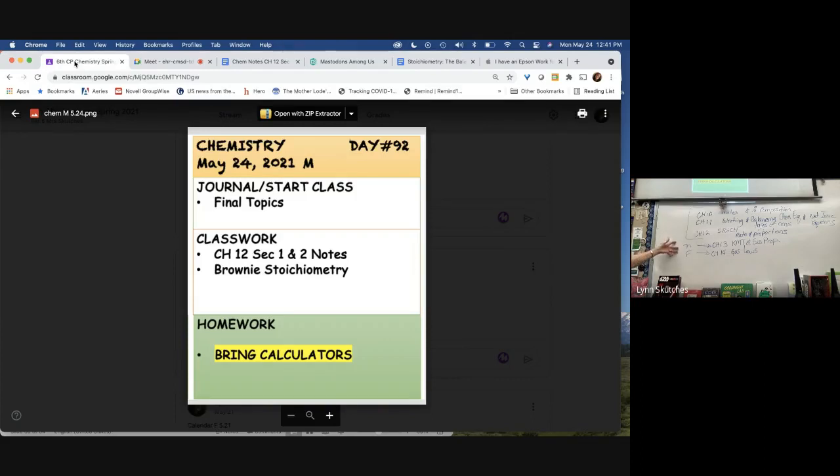And this stuff won't be heavy. I may ask some questions about ionic compounds, covalent compounds. I may incorporate it into what you're doing. So, yeah.